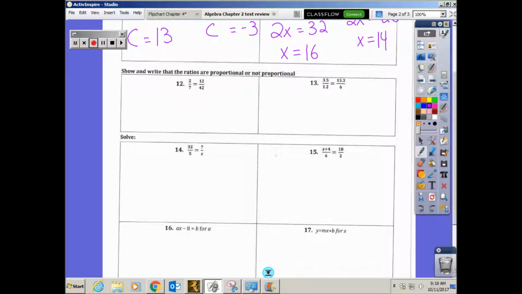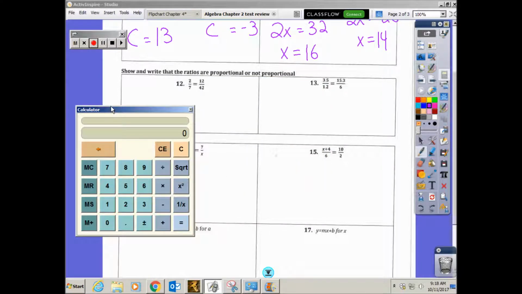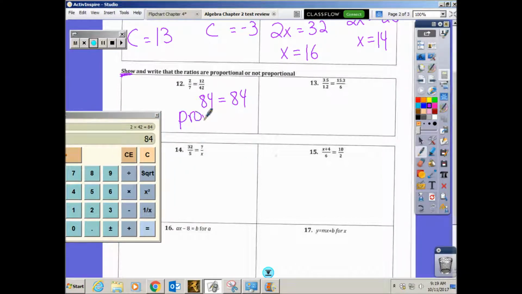Moving on. Show and write that the ratios are proportional or not proportional. So for this, I'm going to do the cross multiplication. 7 times 12 is 84. And 2 times 42 is 84. So when it says show, that's the showing. And it says write, that's the writing. So you need the 84 equals 84 and the word proportional.